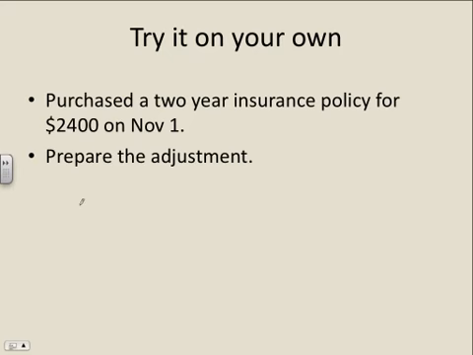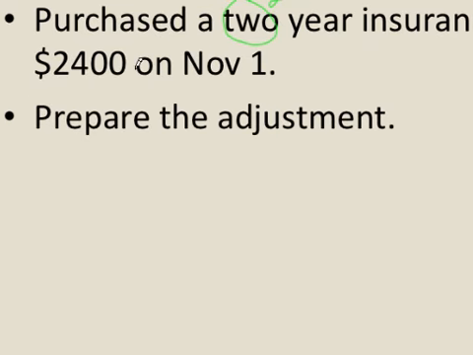Let's try one on your own. So we purchased this time a 2-year insurance policy. So that's 24 months, remember, for $2,400 on November 1st. The dates are really important when it comes to insurance. Prepare the adjustment. So I want you to pause the video, do the calculations, and then come back.